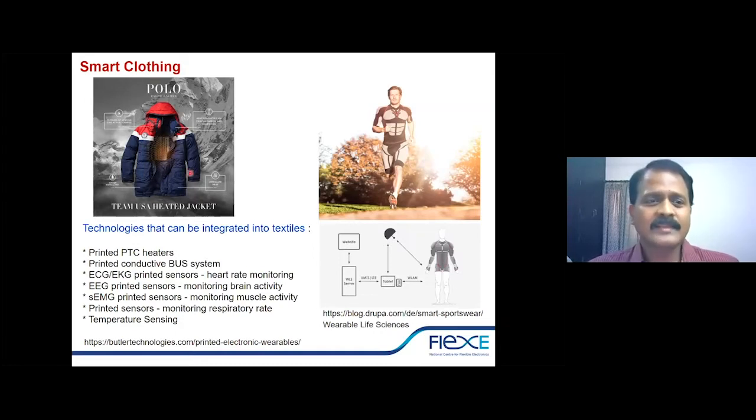So here is an example of a heated jacket which is used by the US Winter Olympic team. And there are many more capabilities which can now be added to these kinds of clothing. For example, in addition to having these heaters, one can have different kinds of sensors. For example, one can have ECG, EKG sensors for heart rate monitoring, EEG sensors for monitoring brain activity, sensors for monitoring muscle activity, the respiratory rate, temperature sensing, and so on.